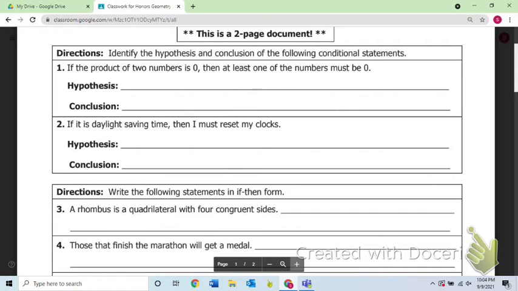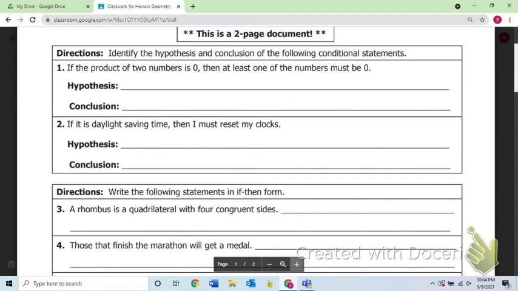So if, well, it makes sense, right? Because your hypothesis, that's in science, that's your guess. The conclusion is your outcome. So here we're saying if, that's where we put in our hypothesis, and then the then is the conclusion. So we look at number 1, and 1 and 2, we're just breaking it up into hypothesis and conclusion.